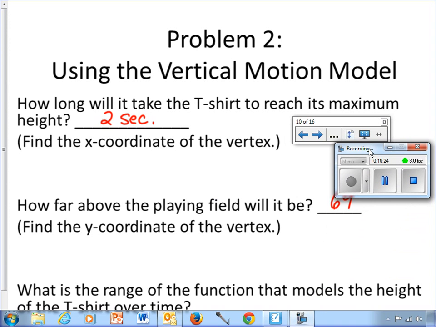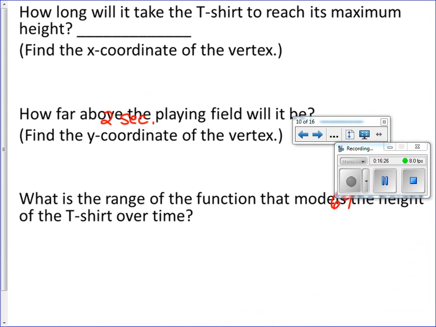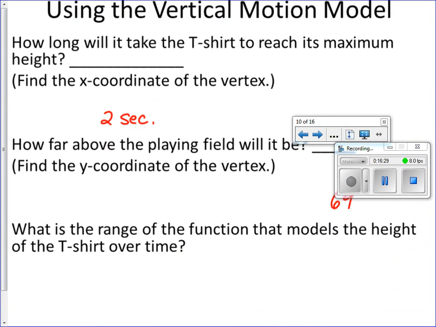And our last question, what is the range of the function that models the height of the t-shirt over time? Well, the height, if you remember, started at 5 feet. And it was caught at 35 feet. Our maximum height was 69. So our height is going to be 5 is less than or equal to the height, which is less than or equal to 69.